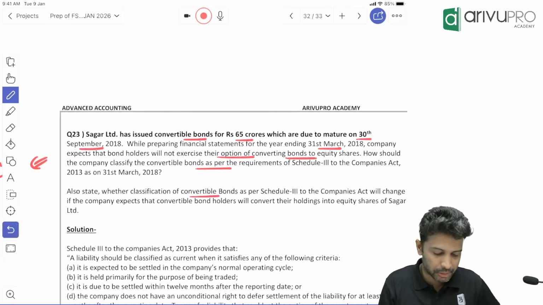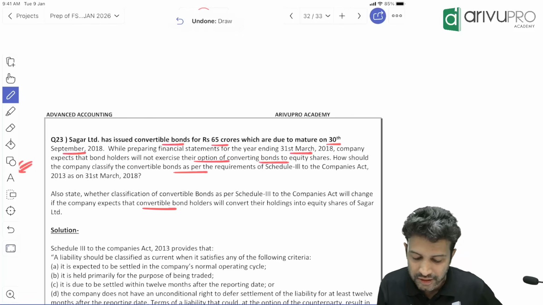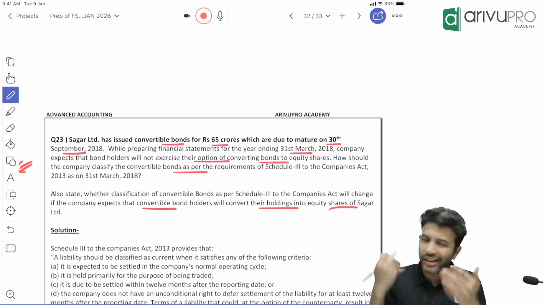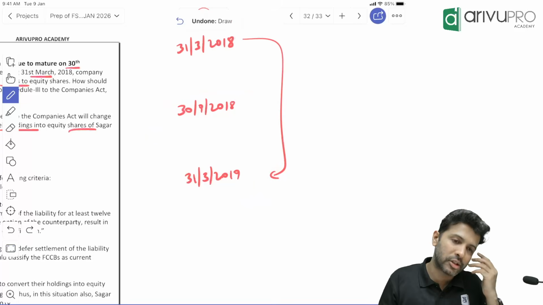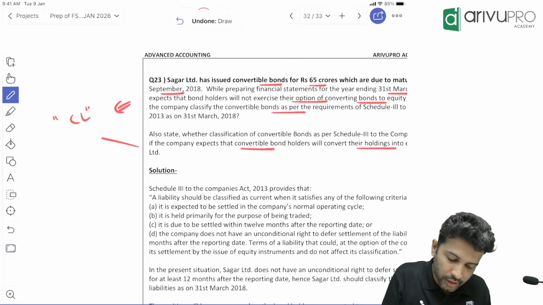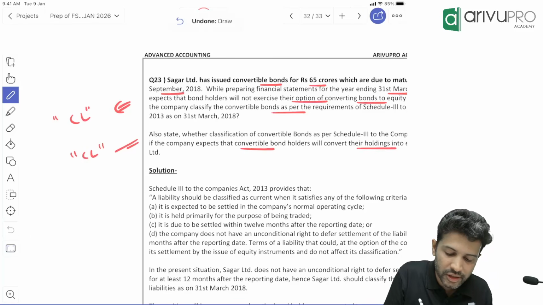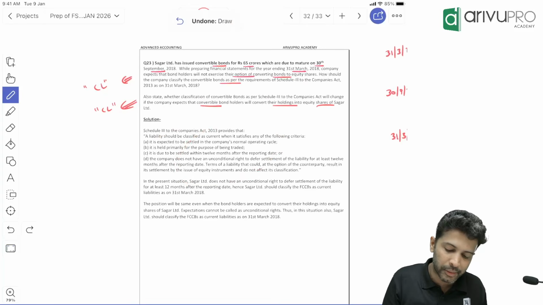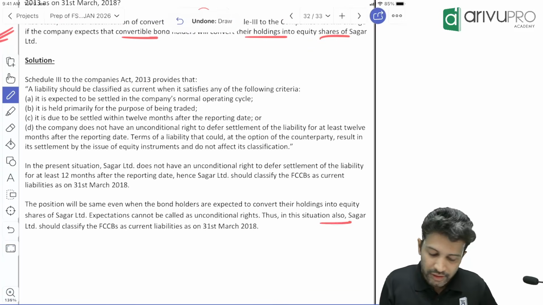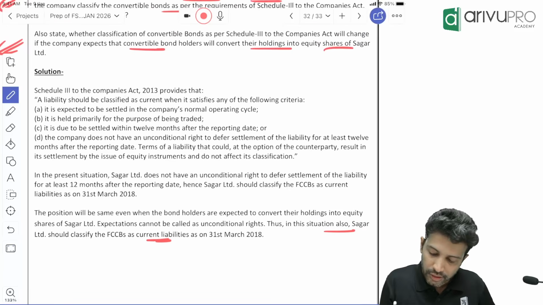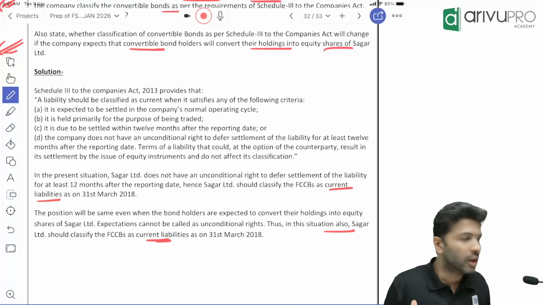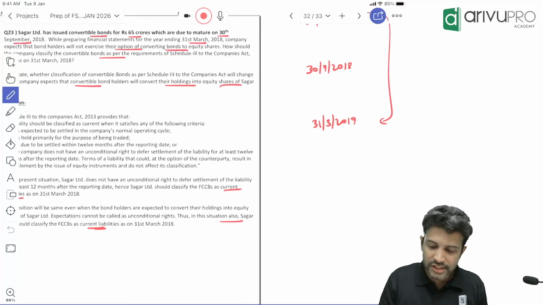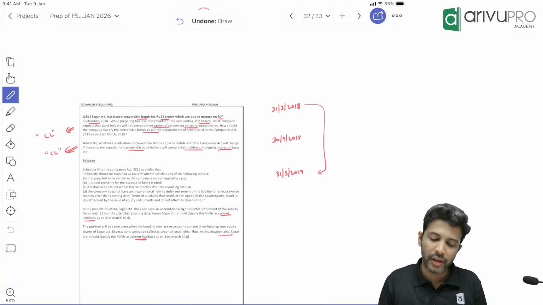Also state whether the classification of convertible bonds will change if the company expects that the bonds will convert into equity shares. It doesn't matter whether they convert or don't convert. Redemption is happening within 12 months. So in every case, it is a current liability only. They have first given the features of current liability, and finally told that in this situation also you should classify it as a current liability. It doesn't matter who has the option, and it doesn't matter whether we are settling by cash or by shares. Since settlement is happening within 12 months, it is a current liability.